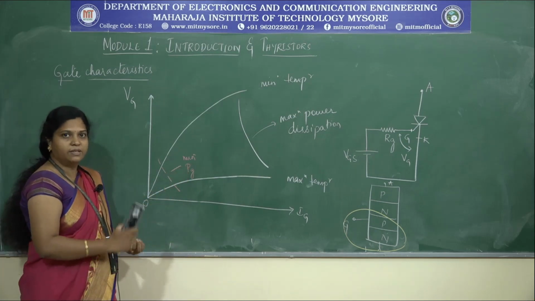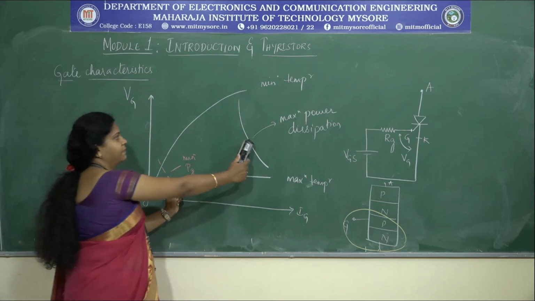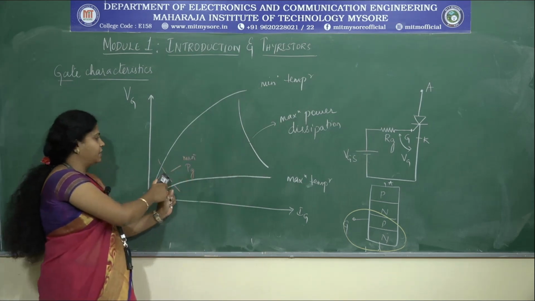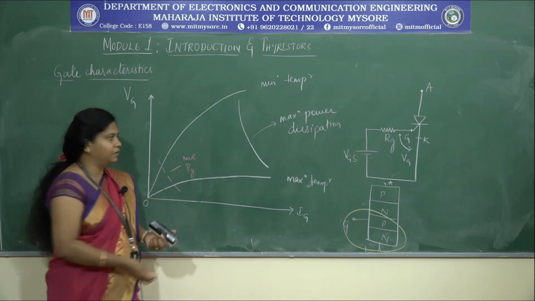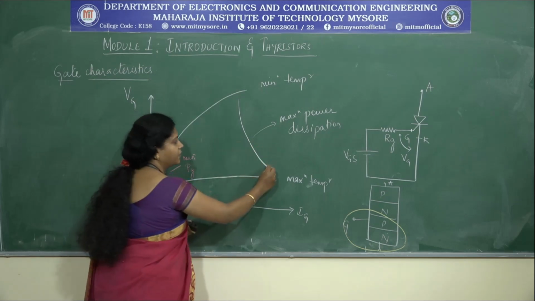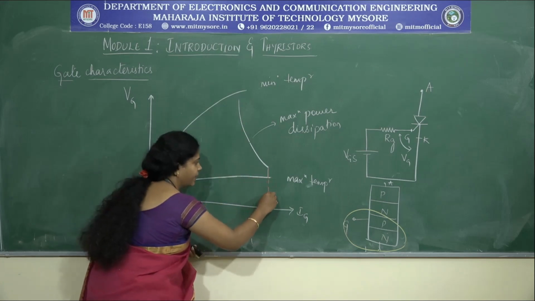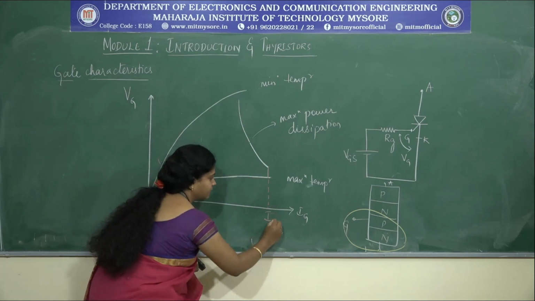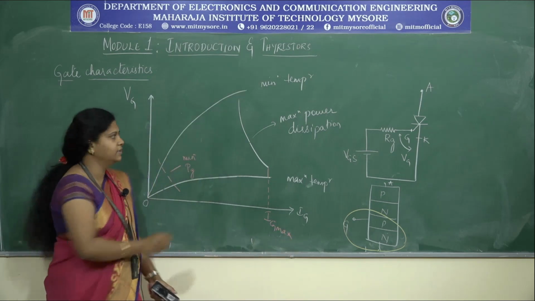So whenever we speak about the gate characteristics, the characteristics should lie between the maximum power dissipation and the minimum power dissipation. Now, this is the maximum power dissipation curve, and the corresponding value of current will be the maximum gate current, Ig maximum.